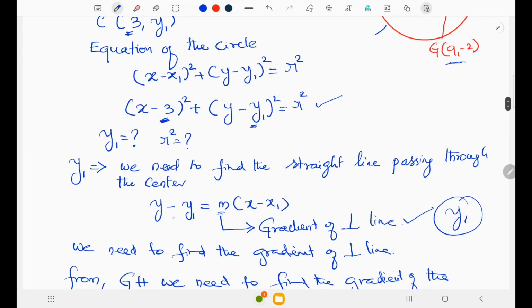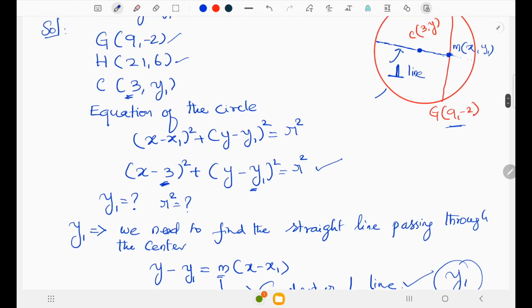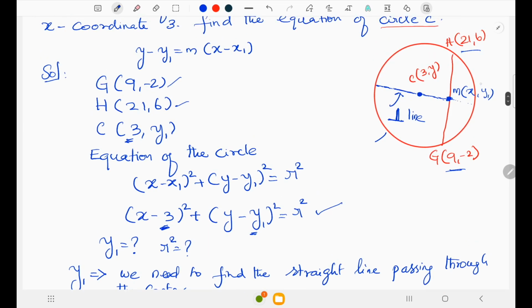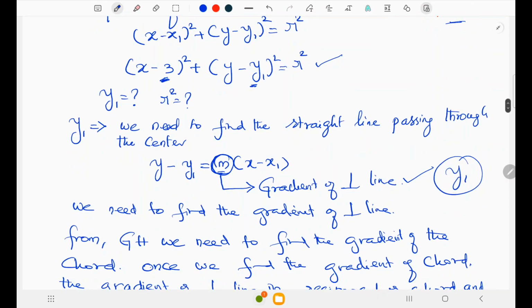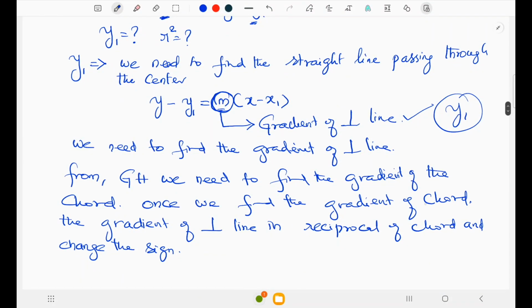So once we find the line equation of the perpendicular line, how do we find it? y minus y1 equals m into x minus x1. Here y and x are the midpoint where it meets here. This is a midpoint. We need to find the midpoint from this G and H coordinate, and also this gradient m of the perpendicular line is found from the gradient of the chord. Once we find the gradient of the chord, then reciprocate the gradient and change the sign. We will get the gradient of the perpendicular line m.